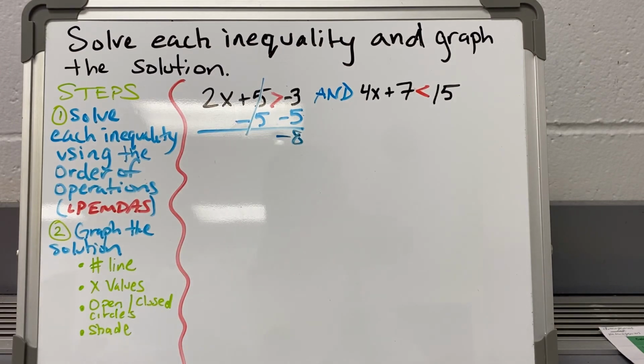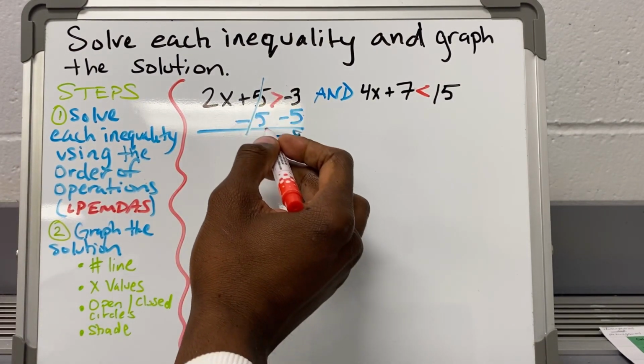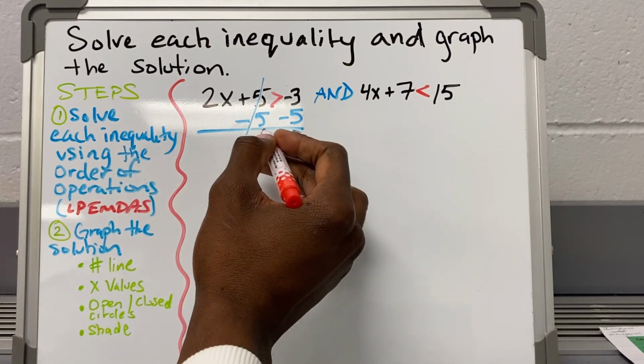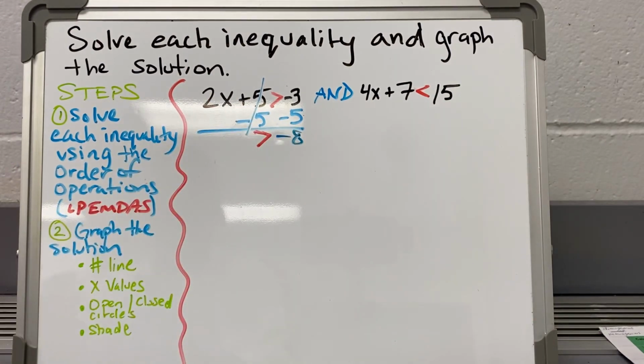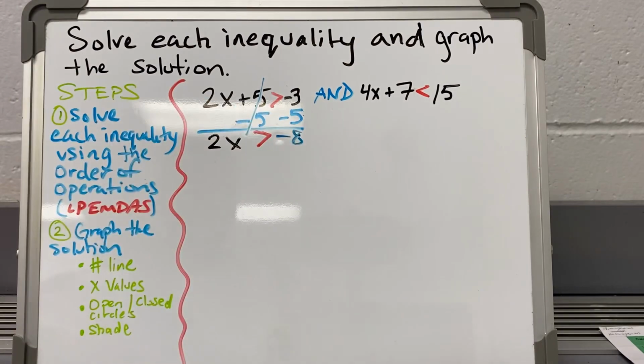All right. And then from there, I'm going to bring everything down that I did not touch. Okay. So I did not touch this greater than sign. I'm bringing it down. I did not touch this 2x. I'm bringing it down. Now we have 2x is greater than -8. So basically that's like having a whole new equation.